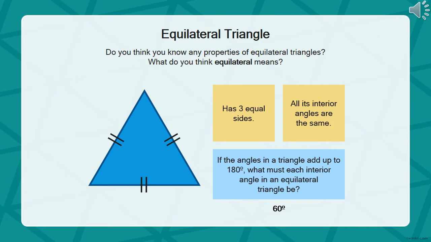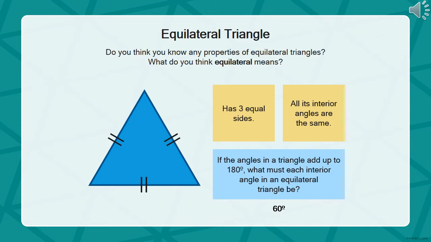So we're going to look at different types of triangles. Firstly, we have the equilateral triangle. Do you think you know any properties of an equilateral triangle? What do you think equilateral means? Equilateral has the word equal in, so that gives us a little hint. So we know that an equilateral triangle has three equal sides and all the interior angles are the same, or equal.